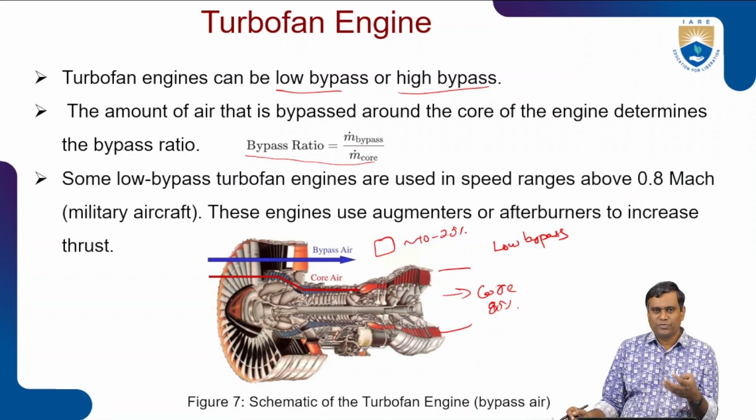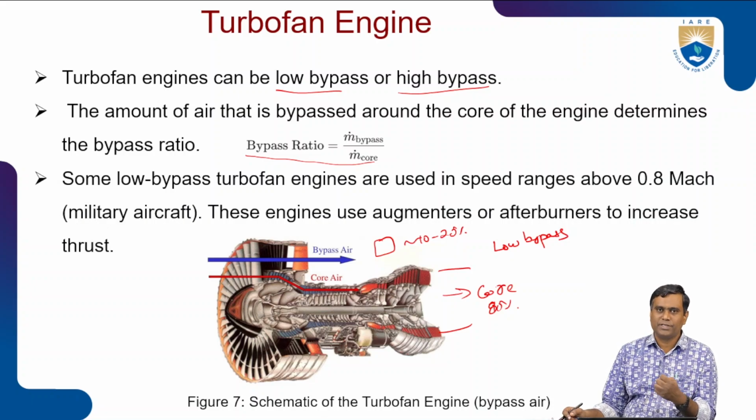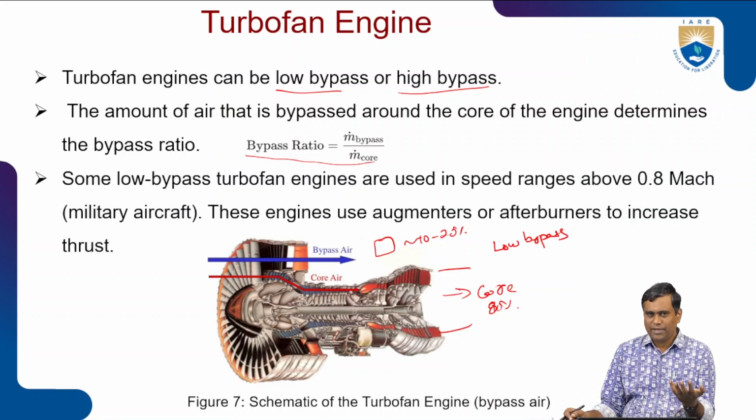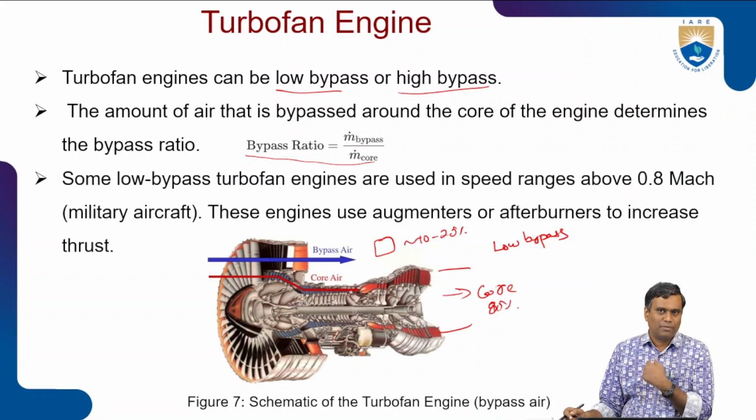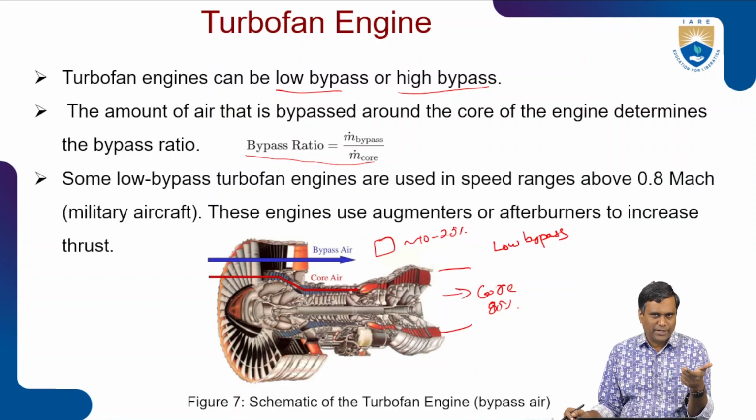Low bypass ratio is used for military operations. When you are comparing with the jet engine, to improve the fuel efficiency, low bypass ratio turbofan engines are preferred, right? But when you are comparing with the high bypass ratio turbofan engine, which is suitable for lower altitudes and lower speeds, relatively, that is with respect to the turbojet engine.